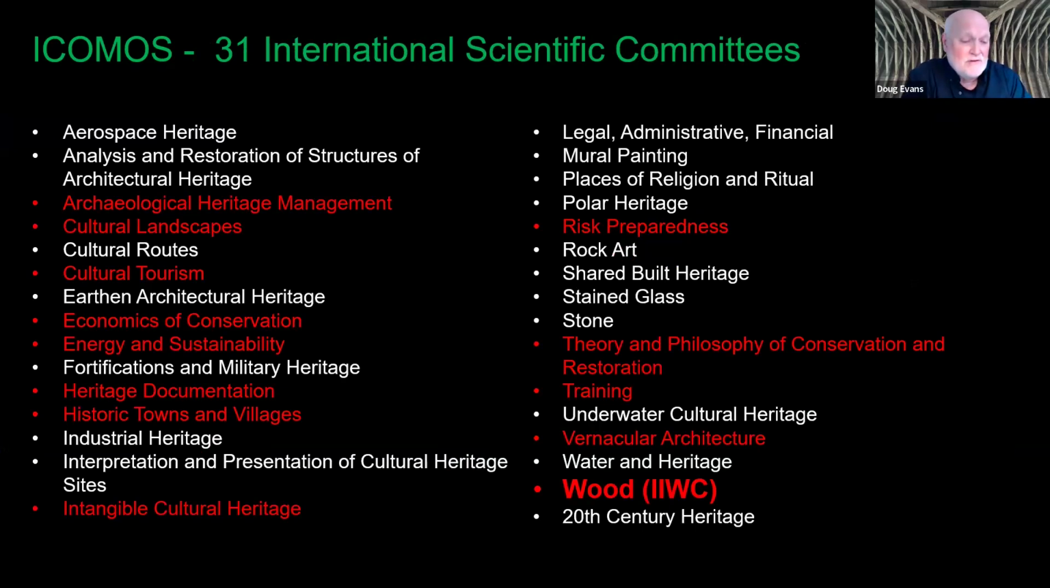ICOMOS brings together, develops, and serves its worldwide membership through the work of international scientific committees. Currently, there are 31. Some of these will be of interest and relevance to many of you here today. The committees undertake research, develop conservation theory, guidelines, and charters, foster training for better heritage conservation, promote international exchange of scientific information, and carry out common projects.